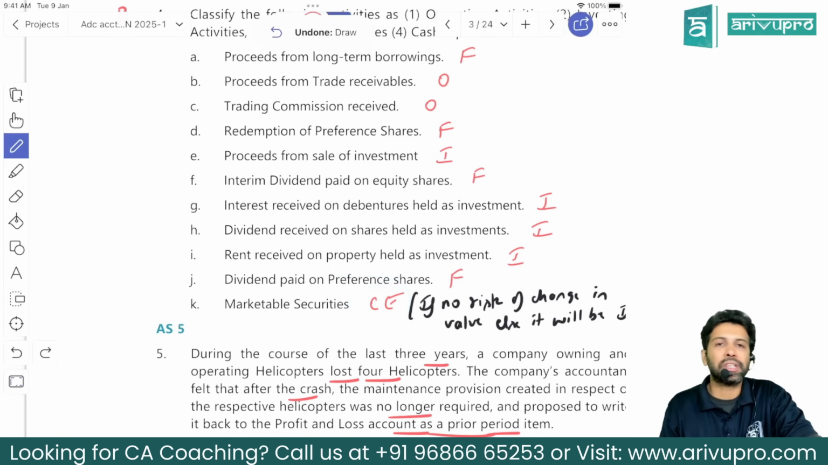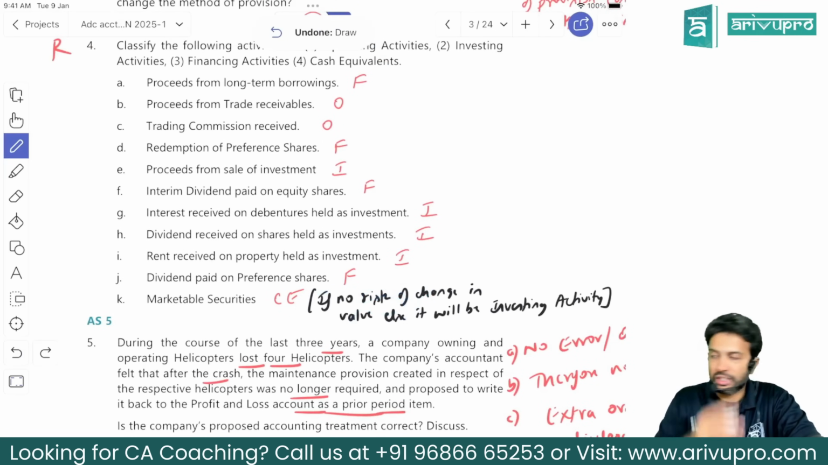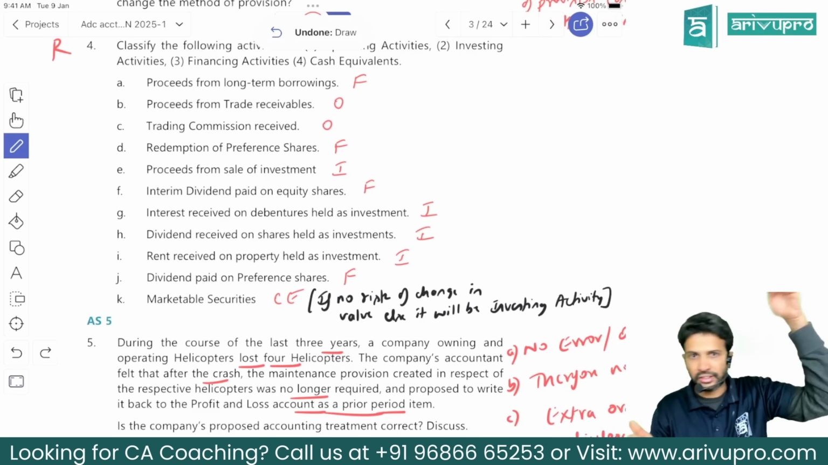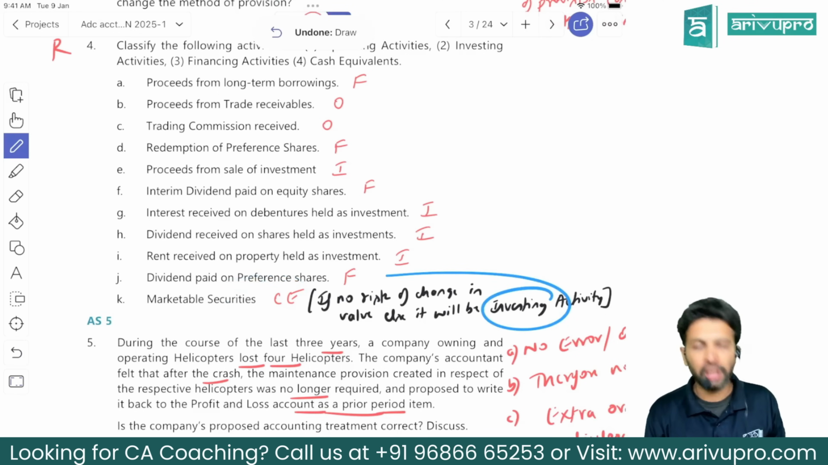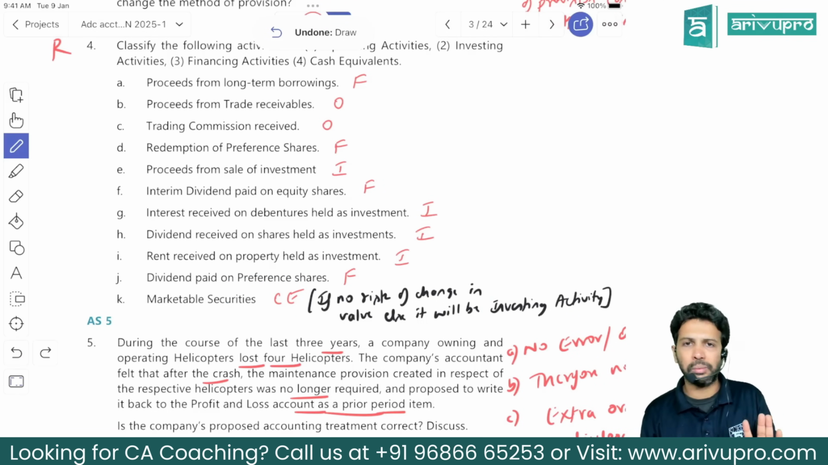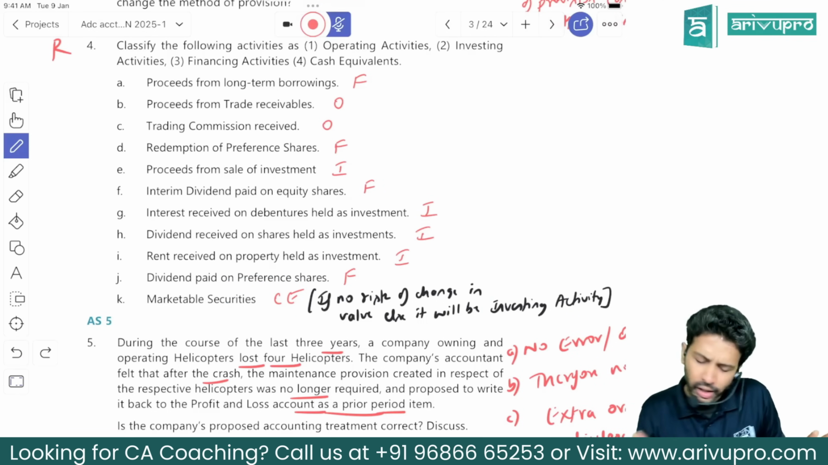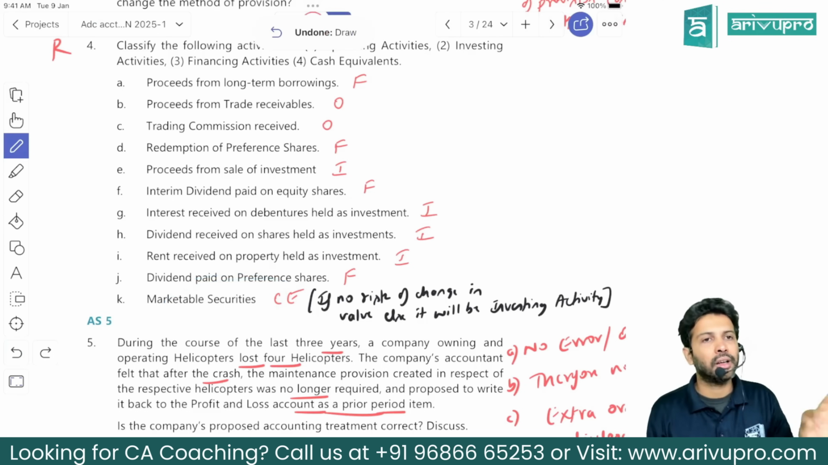But you can also give a subjective answer, which is what? If there is a risk of change in value, if its value changes frequently or significantly, then will it be a cash equivalent? No. In that case, it will be what? Investing activity. But in this RTP, the answer is given to be cash equivalent because information is not available. I suggest if just marketable securities come in examination, you directly write cash equivalent.